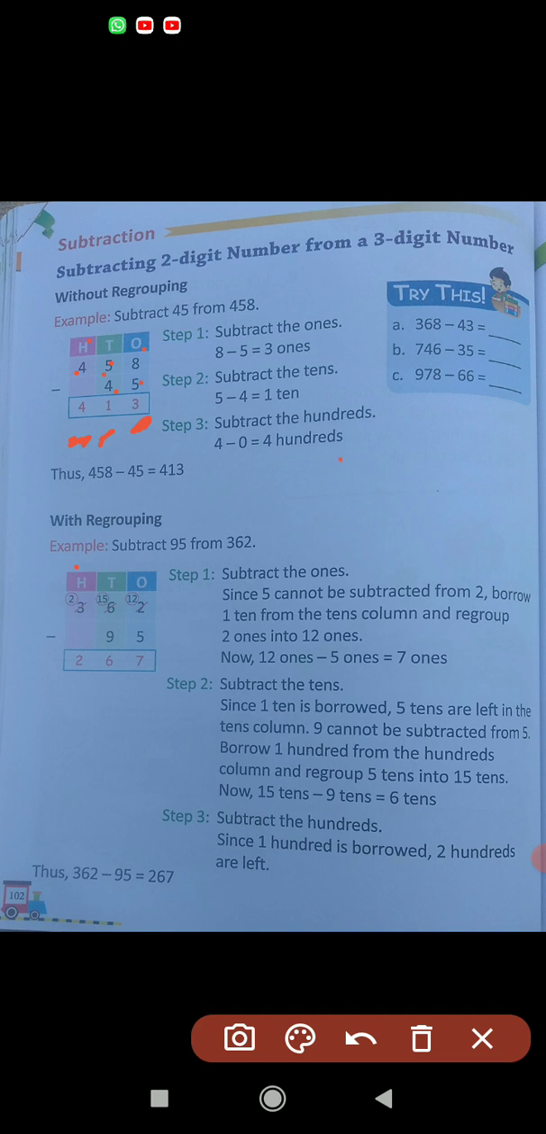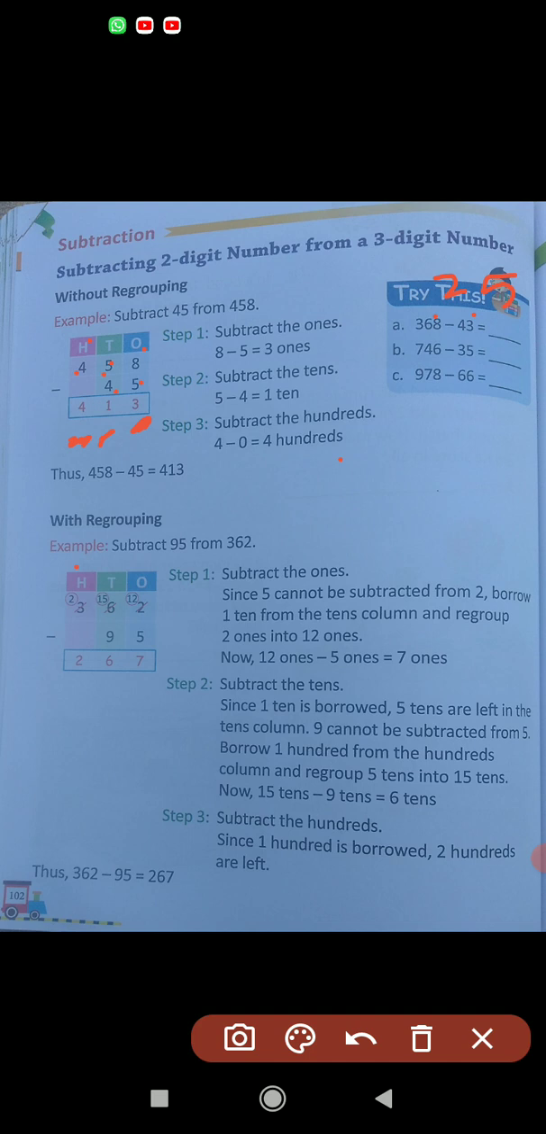And try this question. It is written in the form of horizontal, 368 minus 43. Okay, so see, 8 is at 1's place in 368 and 3 is at 1's place in 43. Now subtract 8 minus 3 is equal to 5, and 6 minus 4 is equal to 2. Write 2 in 10's place.